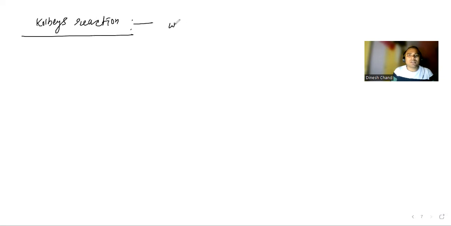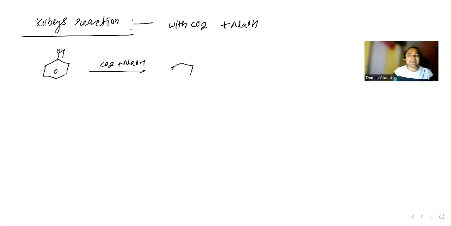Now another reaction is there, Kolbe's reaction, student. How can you do Kolbe's reaction, dear student? Very simple reaction, student. With CO2 and NaOH. So here you see, student, you can do it in a single step. That is CO2 plus NaOH. So it will give, student, salicylic acid.